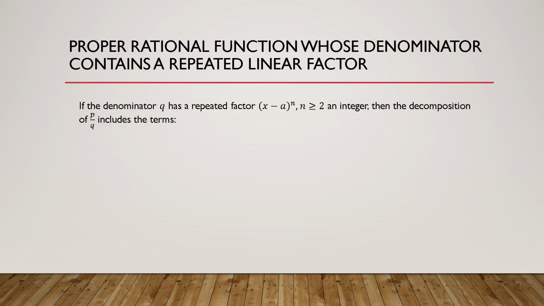If the denominator q has a repeated factor x minus a to the n for n greater than or equal to 2, an integer, then the decomposition of p over q includes the terms a sub 1 over x minus a, a sub 2 over x minus a squared, and so on until a sub n over x minus a to the n, where a sub 1, a sub 2, and so on, including a sub n, are real numbers. Like the last form, the denominator is made up of linear factors, therefore the numerator must be real numbers.